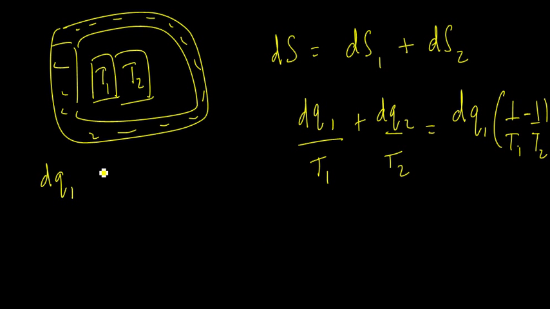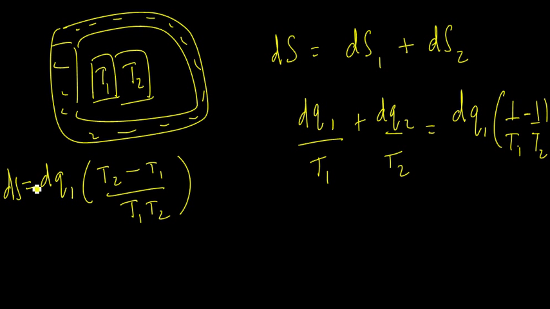So dq1 into (T2 minus T1) over T1 T2, right? That's equal to dS. Now for a spontaneous process, dS should necessarily be greater than 0. So let's do that analysis.